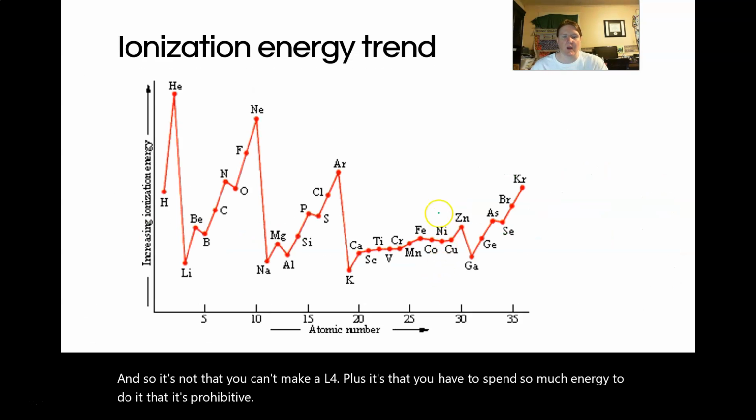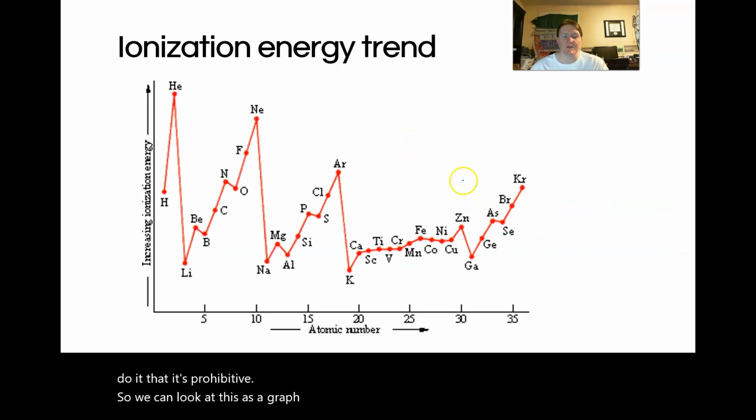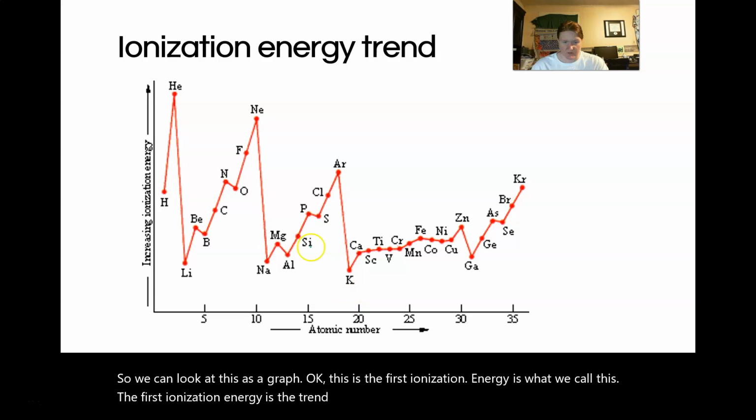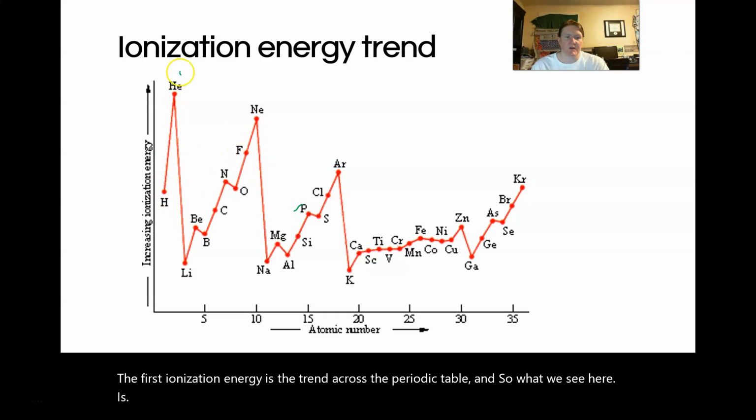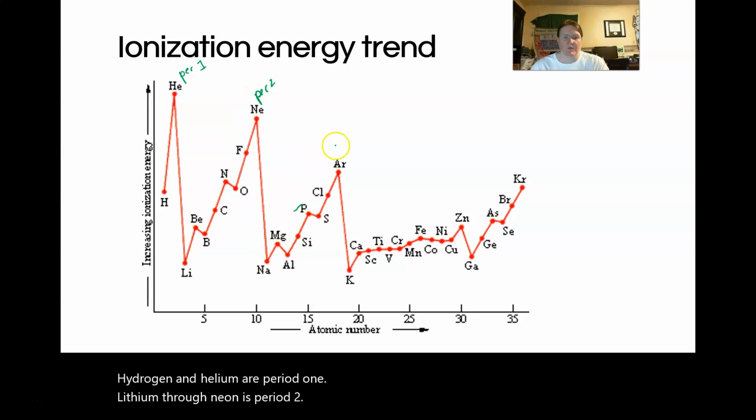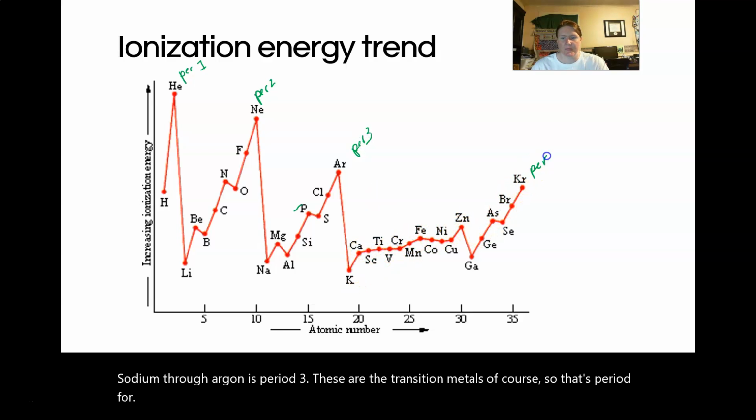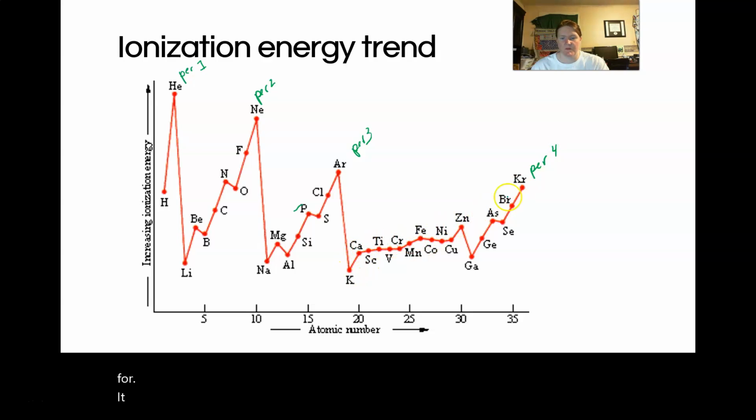So we can look at this as a graph. Okay, this is what we call the first ionization energy, shown as a trend across the periodic table. What we see here is hydrogen and helium are period 1. Lithium through neon is period 2. Sodium through argon is period 3. These are the transition metals, of course, so that's period 4. It gets longer because we have more elements to fit in.